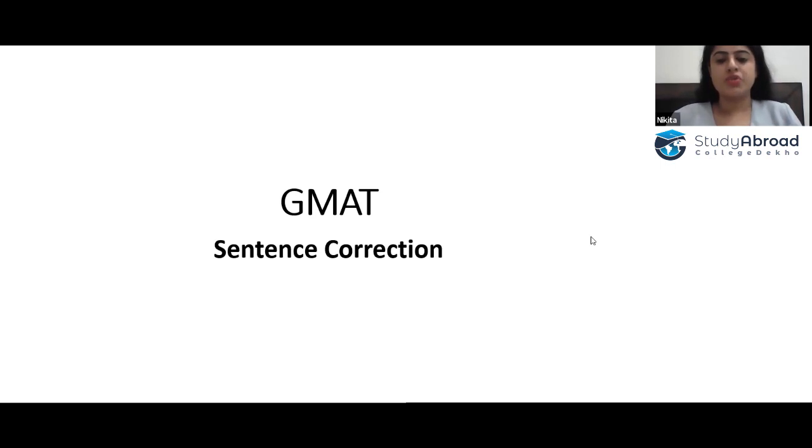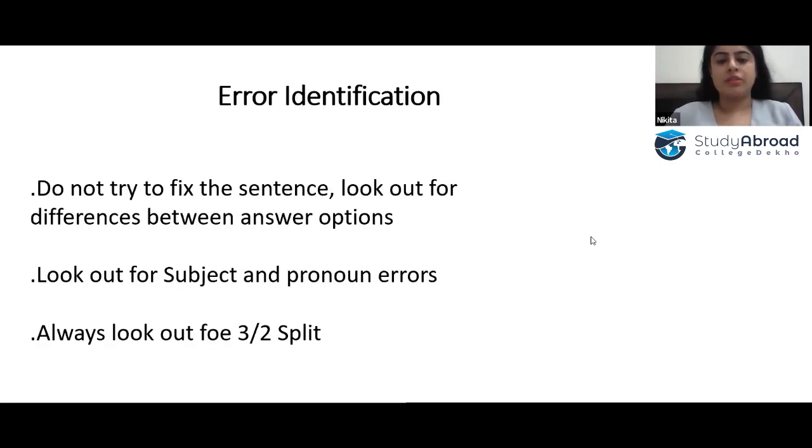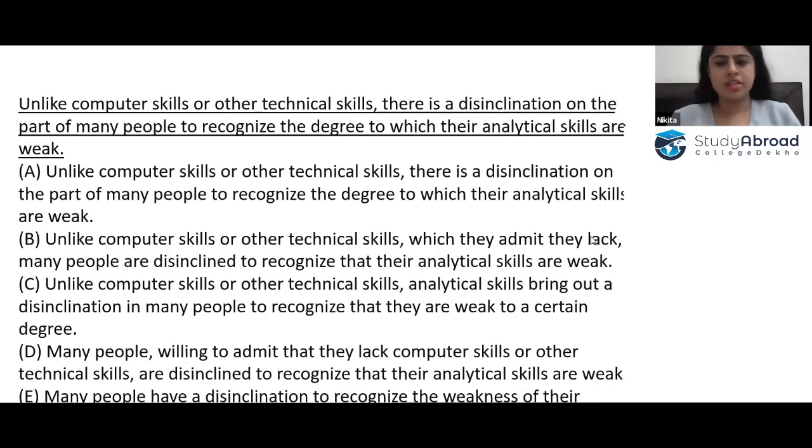All right. To start with, first I need to tell you what type of questions we actually see. Have a look at this question. Just a rough look for now. No need to read in detail for now.